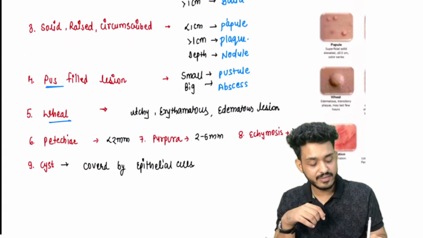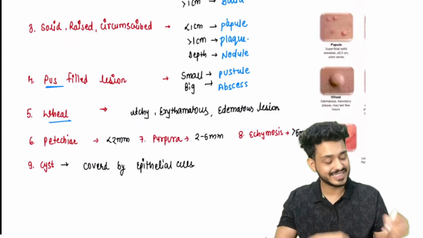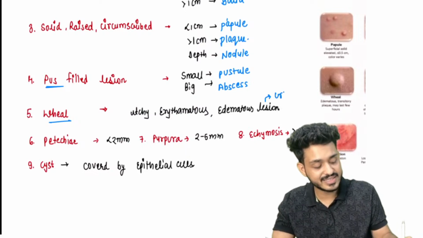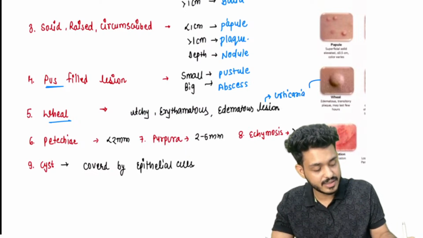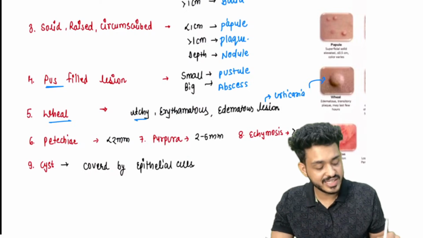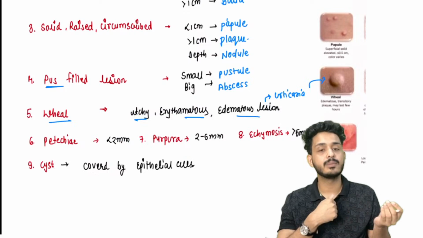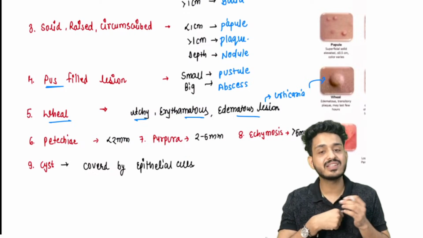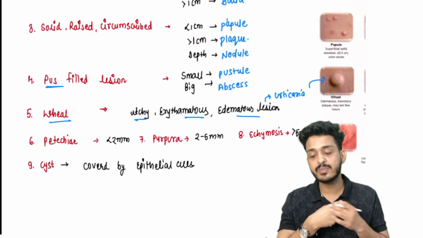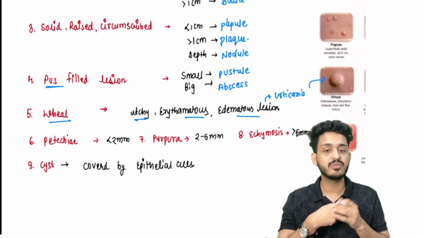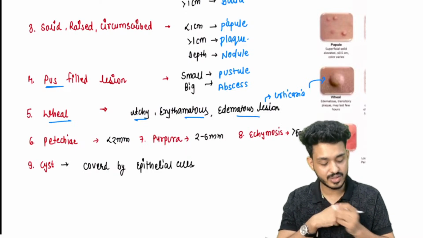Wheals are a characteristic feature of which disease? Try to answer. You will be finding wheals in urticaria. What is a wheal? Here is the wheal. It is an itchy lesion, erythema will be there, and edema will be there. For example, when a mosquito bites you, you will have an itchy lesion with some erythema and some edema. So that would be a wheal.